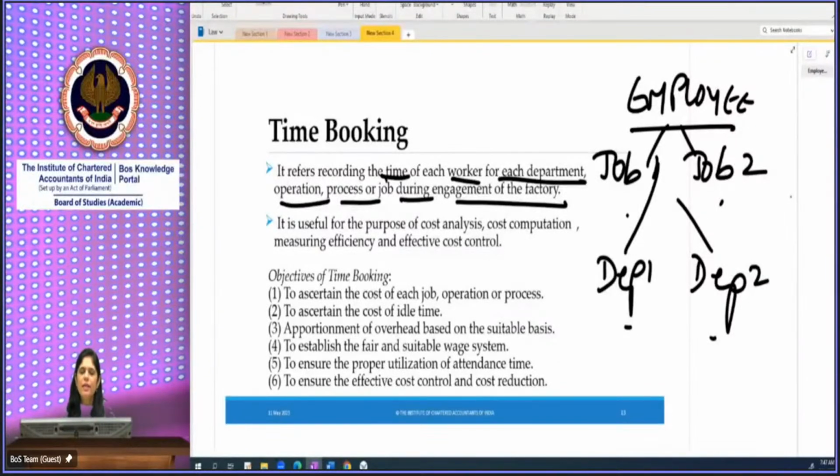So it will tell you how much idle time he's sitting. Let us say he's having lunch also. This will also be recorded, that he's having lunch for half an hour, or he was sitting idle, because the machine was not starting. So lunch time, idle time. So how he's spending those 8-9 hours in the company, that is the job of the time booking department. All right, moving further.